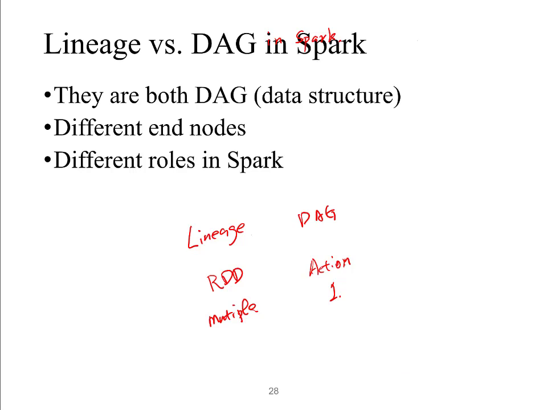So the lineage and DAG are usually totally different, especially considering the end nodes. There is only one case where they will be the same: when your Spark program creates only one RDD, and it's the last step. Then the whole DAG is the lineage of that RDD in the last step. So only in this case, they are the same.